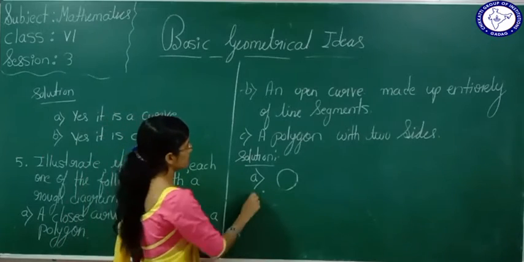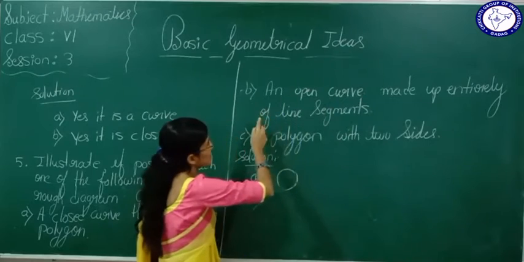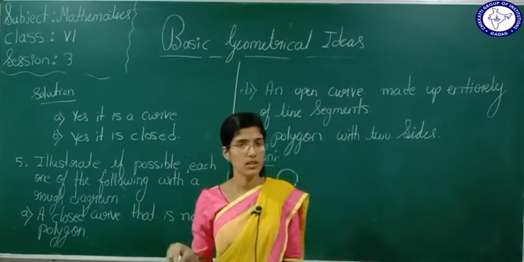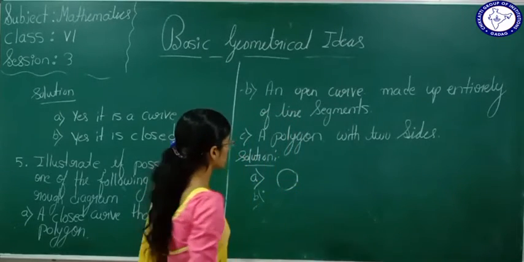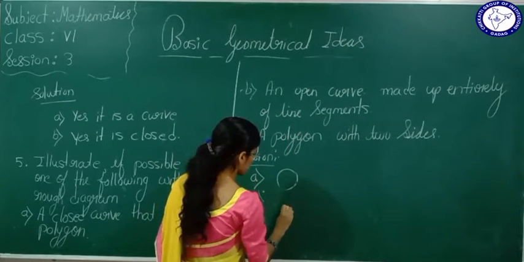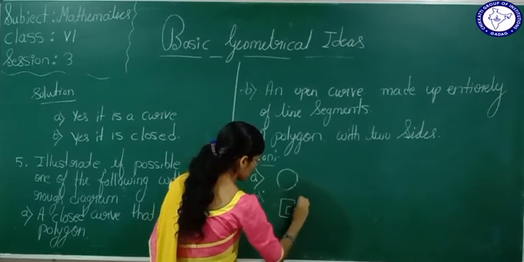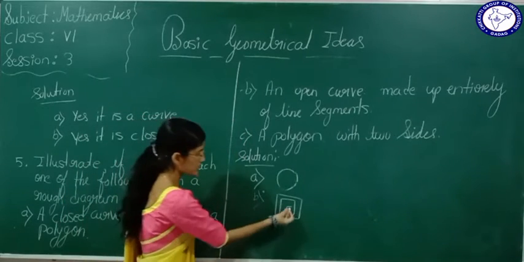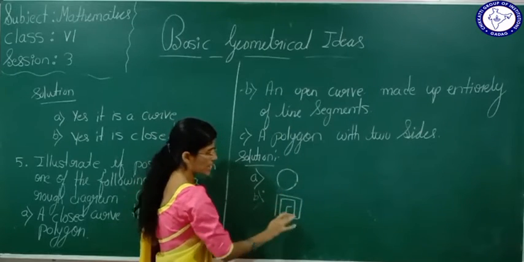Now part two here. An open curve made up entirely of line segments. You have to draw an open curve. It should consist of only line segments. Now see here. Definitely this is an open curve. Now see, I started here and ended here, and they want it to be completely of line segments.